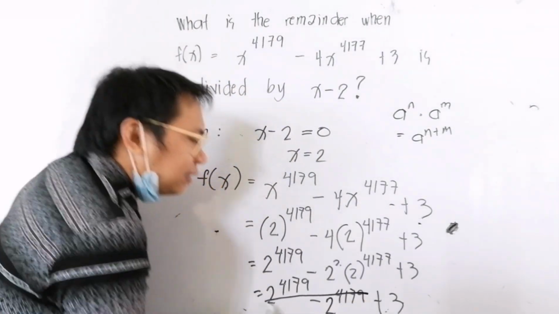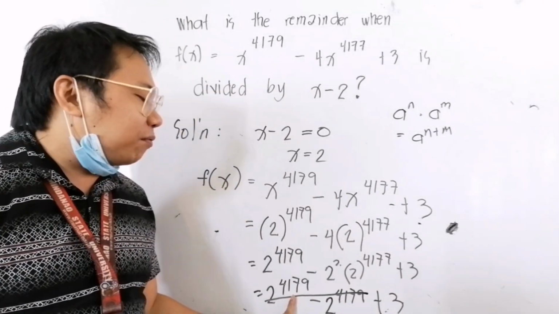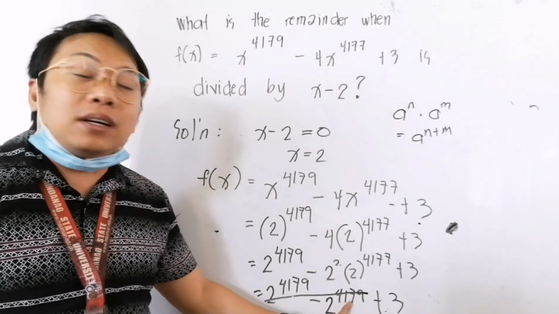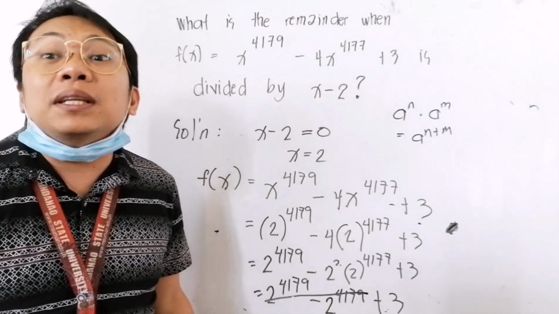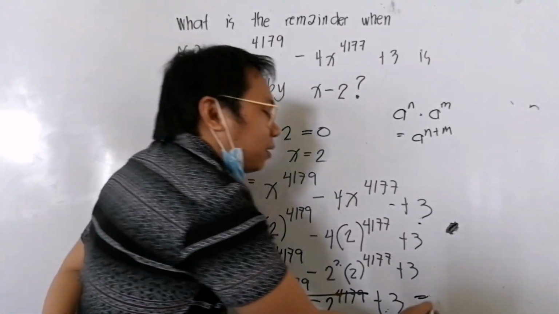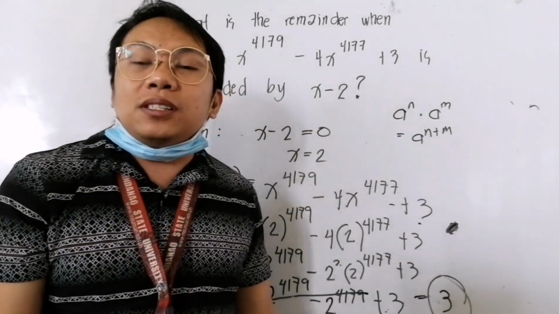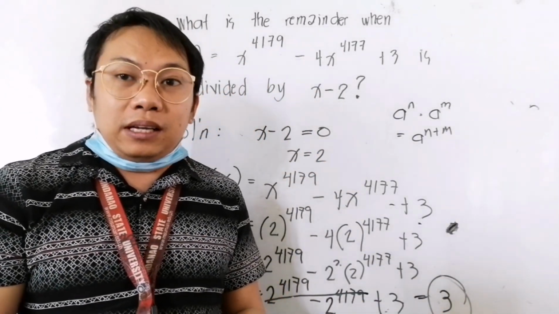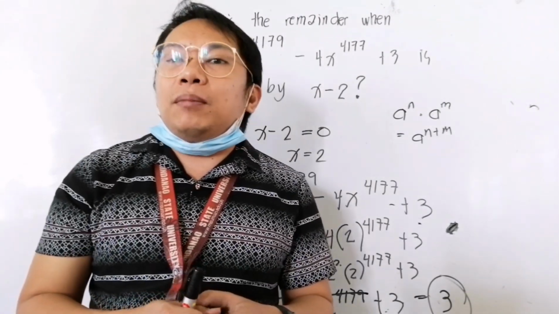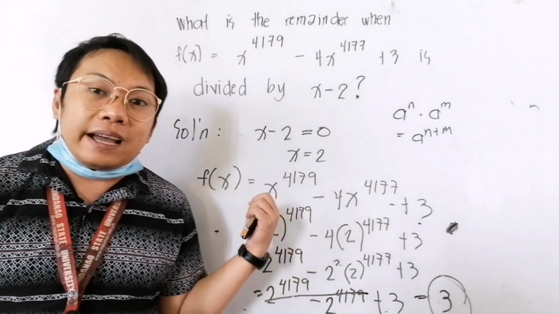So take note that this is just simply the same number. 2 to the power of 4,179 minus 2 to the power of 4,179 is just simply equal to 0. So here we have the remaining number. Therefore, the remainder is just simply equal to 3. That is how easy it is. It is not difficult. You just need a simple technique in order to solve this kind of problem.